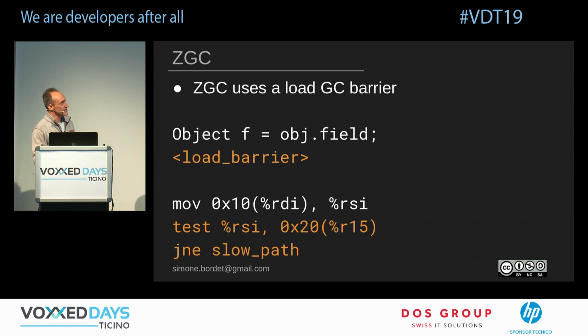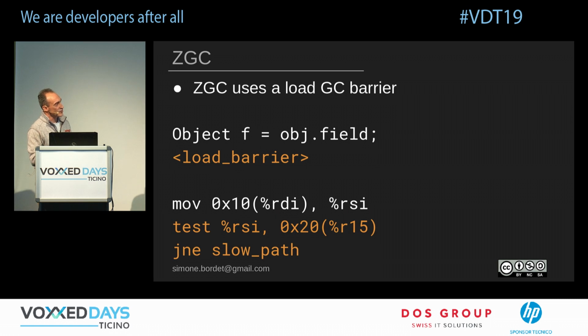So RDE is the registry that contains OBJ, okay? This notation means just take the address of OBJ and move 16 bytes, 0x10, forward. What's there? Well, there's the field, all right? So 16 bytes past an object, there's the field, the reference. And so load this field reference into the RSI registry.